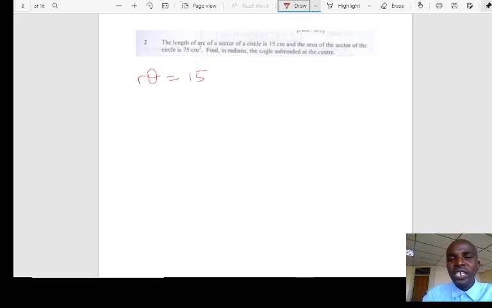We want also the angle here, right? So we are forming equations here. The first part, we have formed an equation, r theta is equal to 15, that's arc length. Then the other equation is formed from the area of the sector of the circle, which is 75. Area of the sector is half r squared theta, which is equal to 75 square centimeters. Then from this, we have two simultaneous equations. We can solve them simultaneously. You can call this one equation 1, this one equation 2, right? Then using substitution, we want the angle.